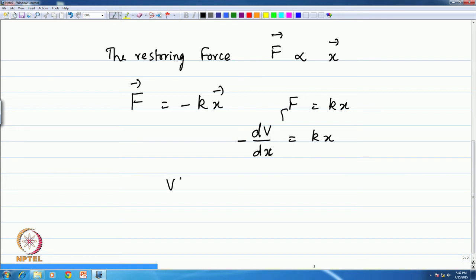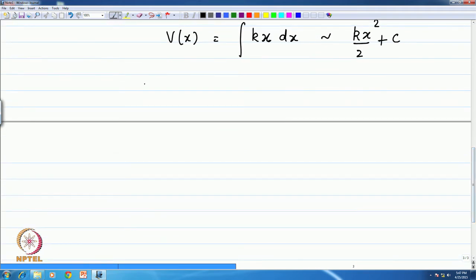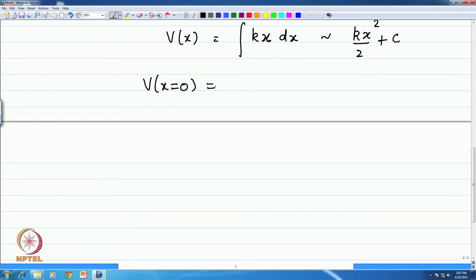You can see therefore that the potential energy V of x is the integral of kx dx, which gives you kx square by 2 plus a constant. We can always choose that the potential at the equilibrium, that is, x equal to 0, is 0, which means that the constant can be chosen to be 0. This is the minimum in the potential.